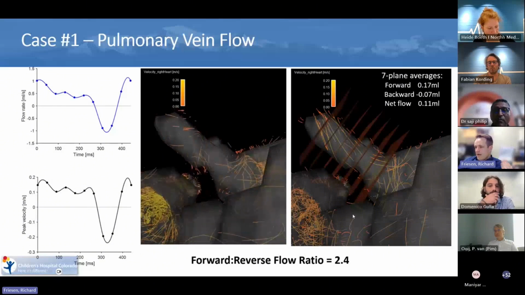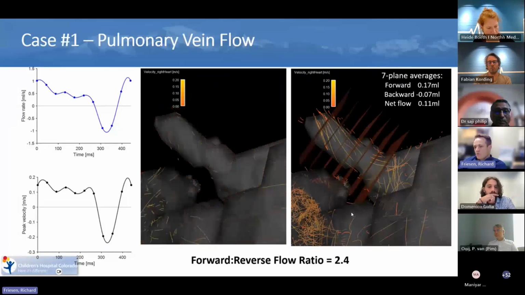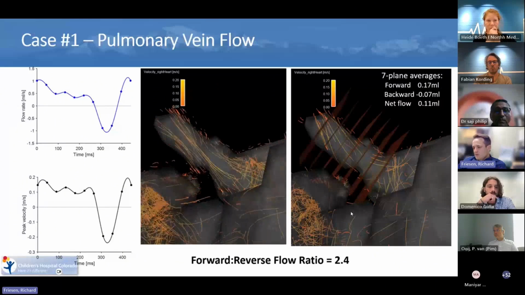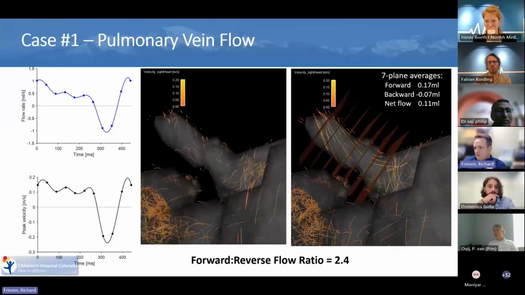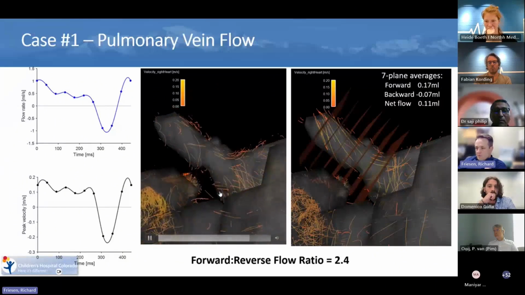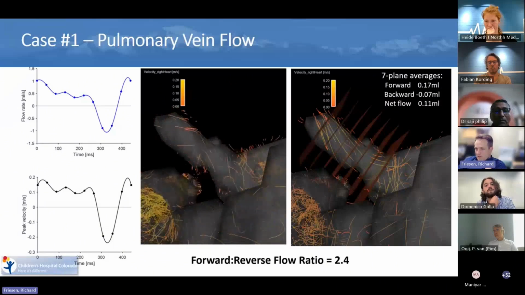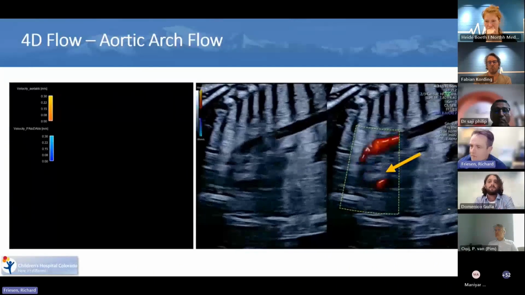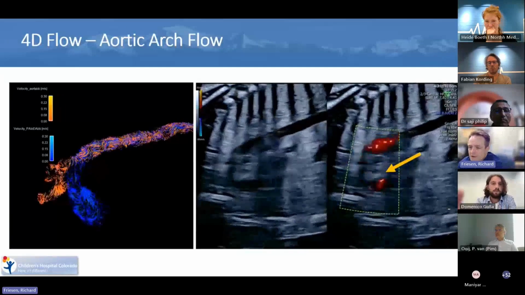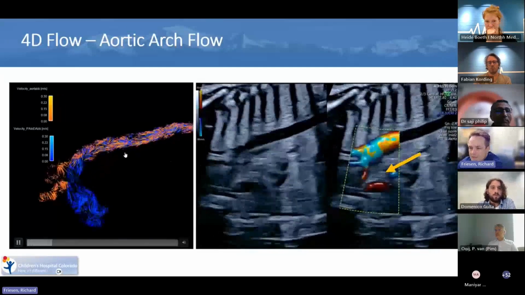And so by echo, the velocity time integral was 2.6. And so some amount of calculation of forward and reverse flow seemed consistent with what we saw on echo. So we were excited that this may hold some potential in the future for evaluating restrictive atrial septum by MRI.